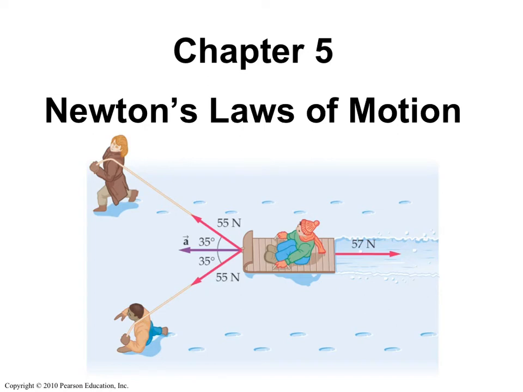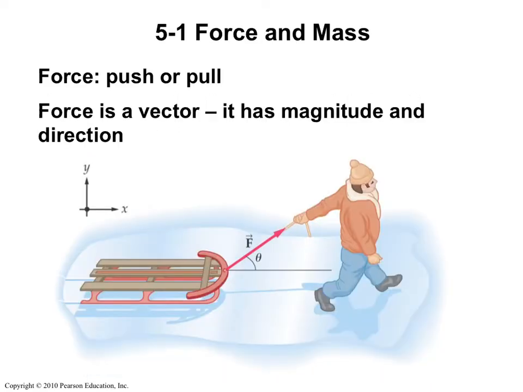Today I'll be covering Chapter 5, which is Newton's Laws of Motion. To begin, a force is a push or a pull. Force is a vector, so it has a magnitude and direction. Shown in this picture, this person is pulling with a force at an angle. Very similar to how we did in kinematics, we need to break this up into the x and y components. It is still a vector.